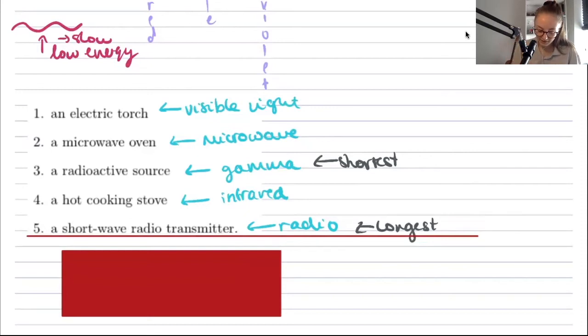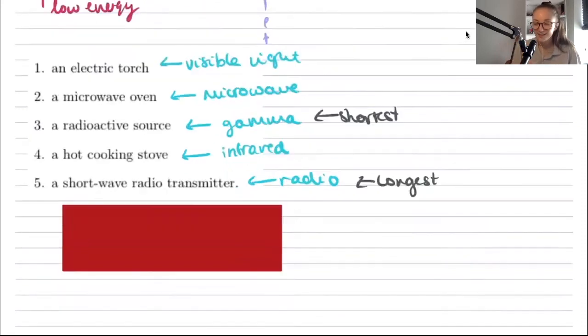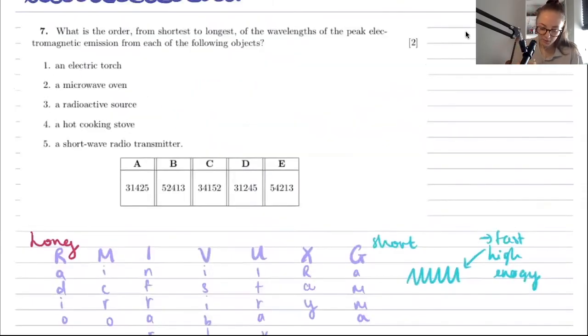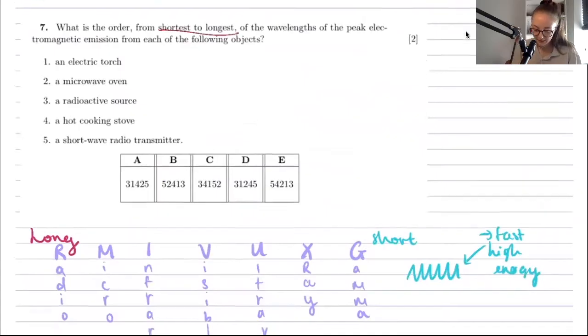If we think about an infrared camera, it tracks the heat of your body. And then finally, a shortwave radio transmitter. I think, again, that has a slight hint in the name. It transmits radio waves. We need to be careful that we go from shortest to longest, like they're asking for.